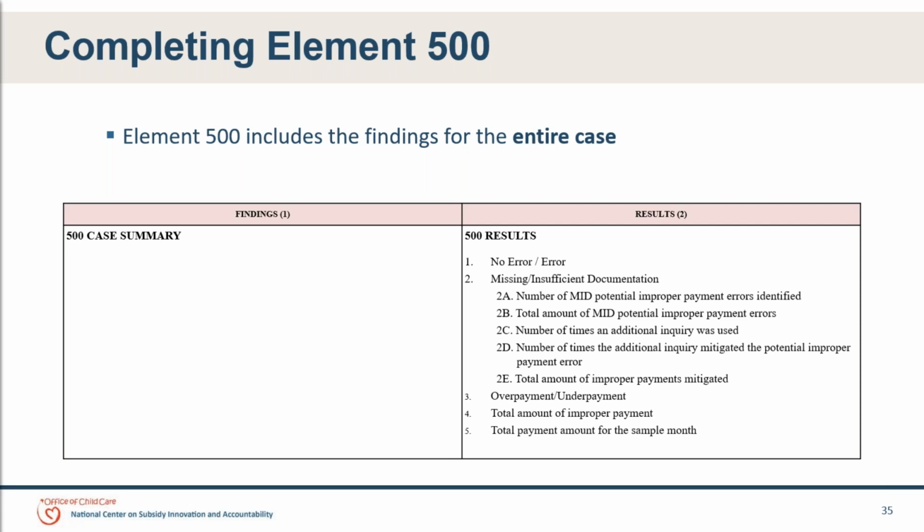500 is our summary element, and this is where we record the findings for the entire case. This is what it looks like in the template. If you're not familiar with it already, there's only 2 columns, like the earlier elements, and this element is not customized.